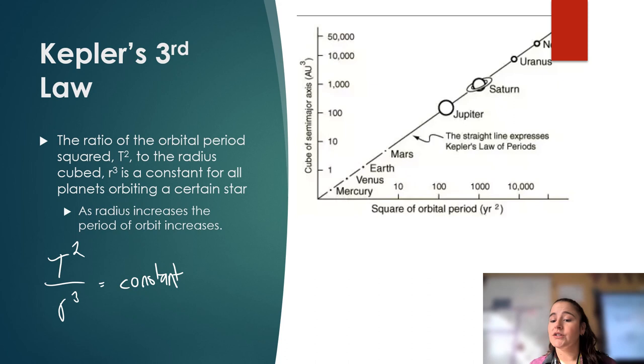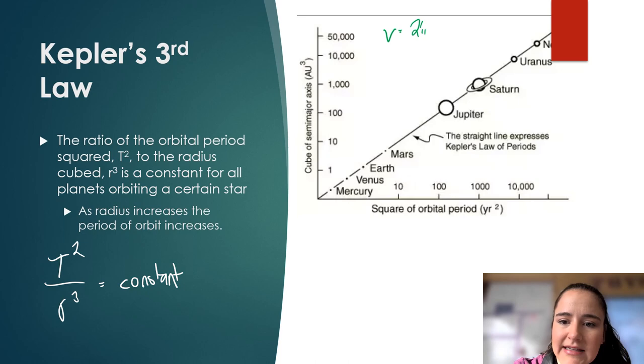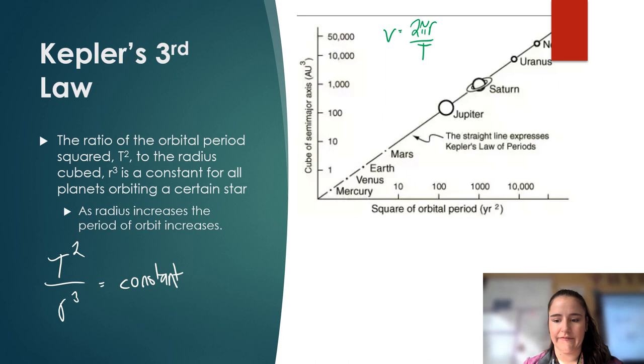But typically when we use this law, we'll use it in the context of a graph and just that proportionality. As that radius increases, the period increases. Okay, pretty straightforward. But where it comes from is we know the velocity is the distance, that circumference of its orbit, divided by the period, the time for one orbit.